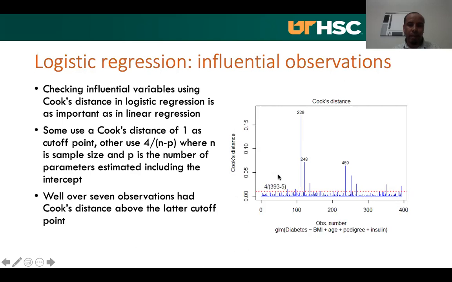Looking at that, there are quite a few observations that can be taken as influential, especially those with Cook's distance above this horizontal red line, which is at the cutoff point based on the latter criterion. So when we do the analysis, we might check whether the values for these observations are valid or not, and might decide to keep them in the analysis or remove them and see how they influence the beta coefficients that are estimated.